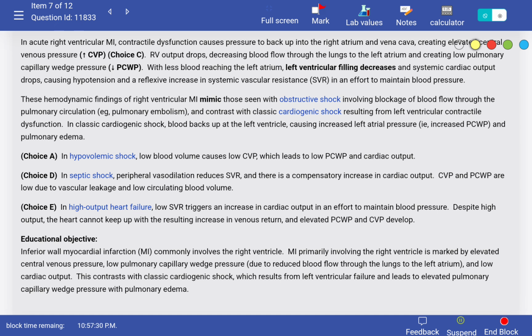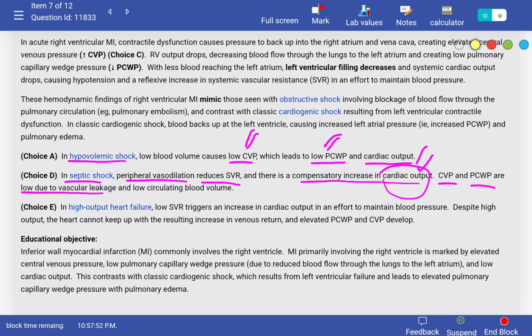So we were saying in hypovolemic shock, low blood volume causes low central venous pressure, which leads to low pulmonary capillary wedge pressure and cardiac output, right? In septic shock, peripheral vasodilation reduces SVR, with a compensatory increase in cardiac output, right? As I mentioned about this, central venous pressure and pulmonary capillary wedge pressure are low due to vascular leakage and low circulating blood volume, right?